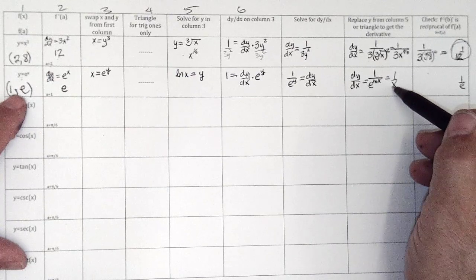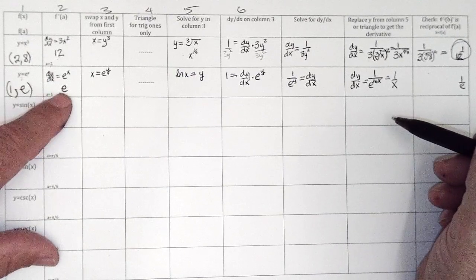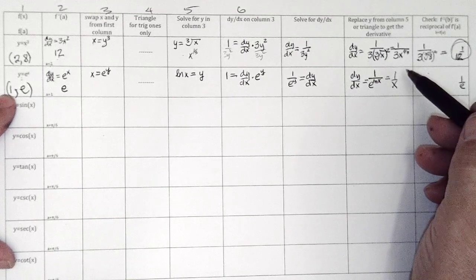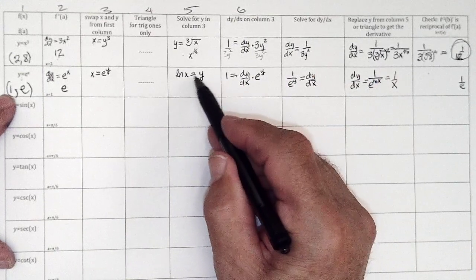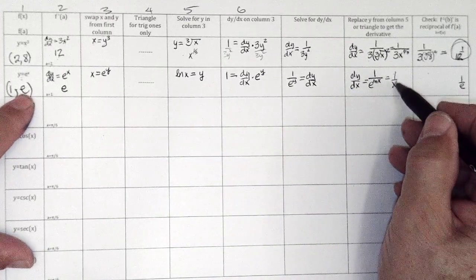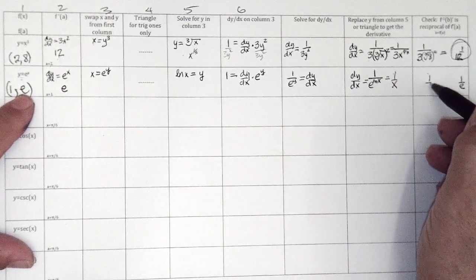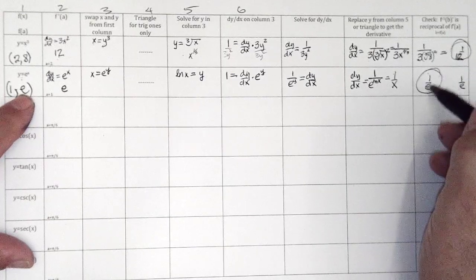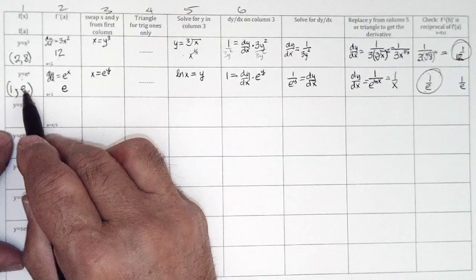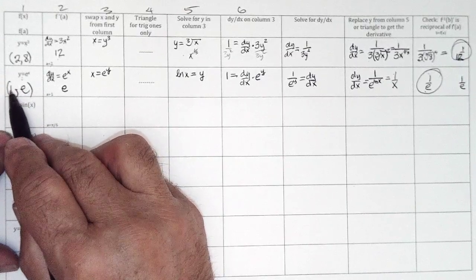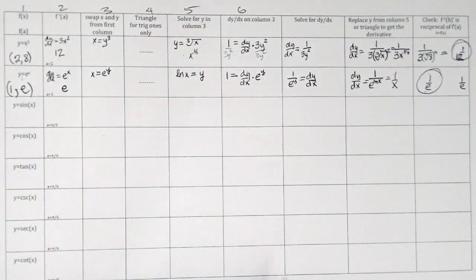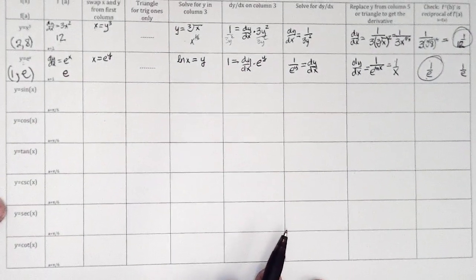And if the slope of e to the x was e at 1, the slope of ln x at e should be 1 over e. 1 over x, and on the inverse, the x becomes the e, and the y becomes the 1. Okay, now let's do it for the sine.